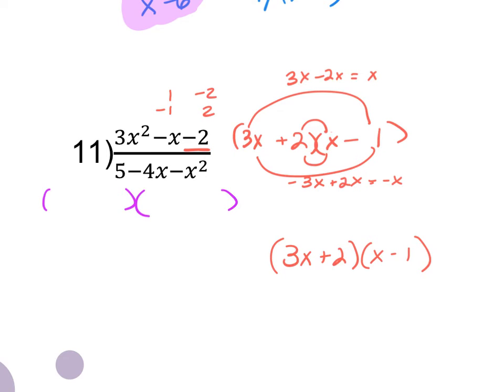Denominator, parentheses again. The x is at the end. This time one's positive, one's negative. So x and negative x, positive and negative. And now I'm looking at the factors of a positive 5. I need a negative 4 as my sum. So it's 1 and 5 or 5 and 1.